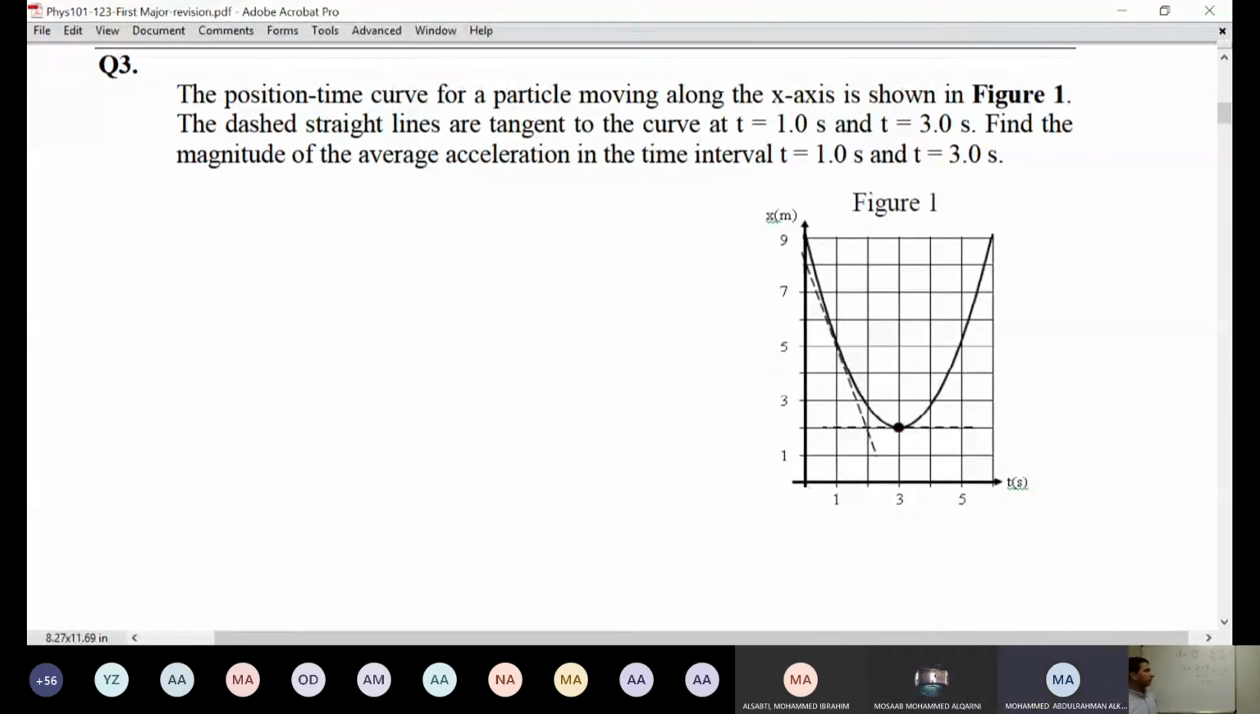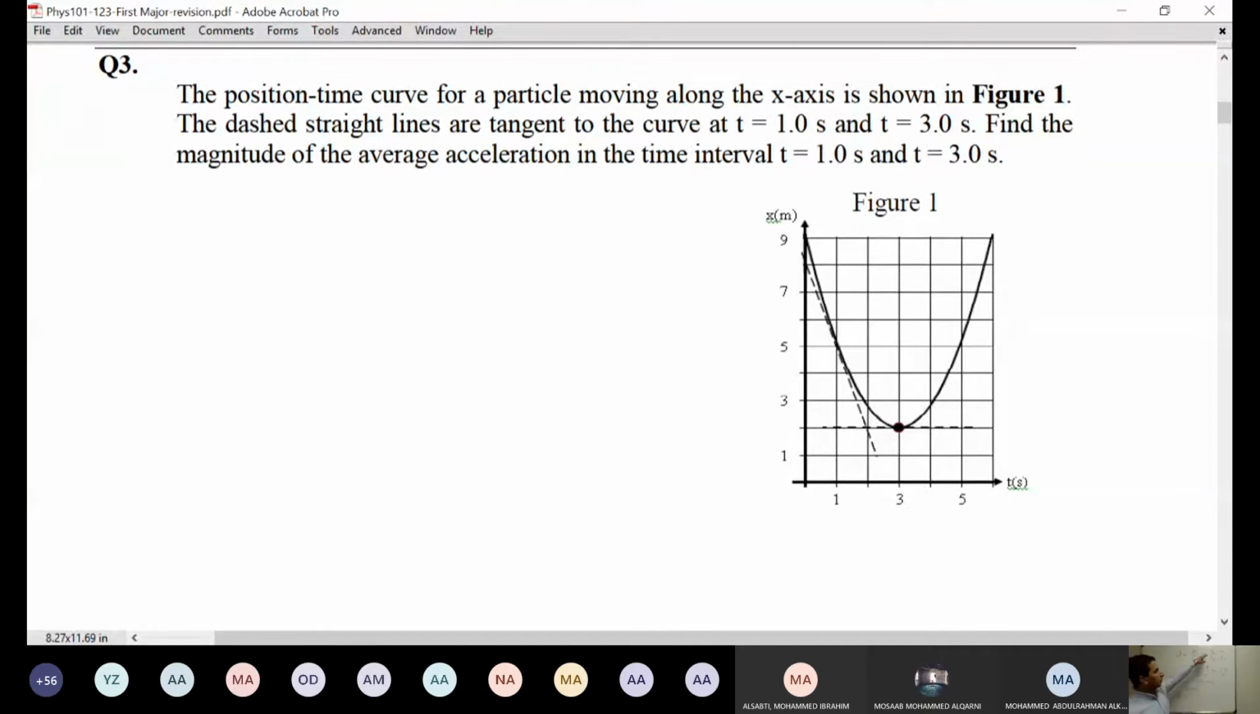That is 0 because it's a straight line and there is no change in the x. So the x is the same, therefore 0 divided by time interval is going to be 0. So once you know the 2 time intervals and the 2 velocities, you put them here and determine the acceleration.